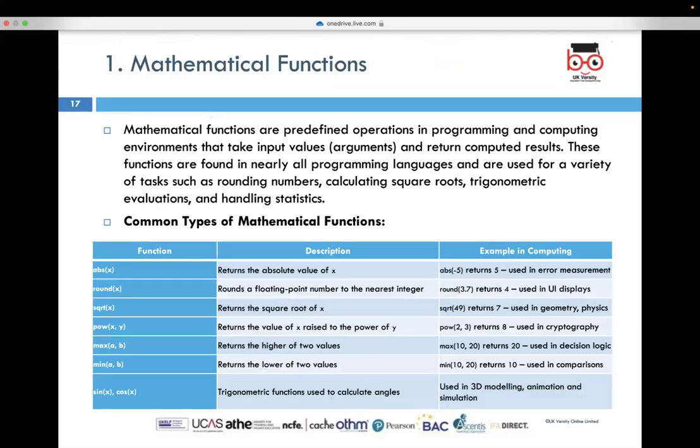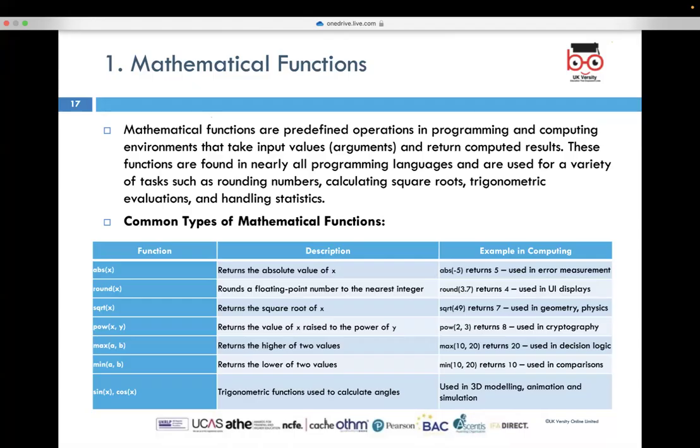Mathematical functions are predefined operations in programming and computing environments that take input values and return computed results. These input values are also known as arguments. These functions are found in nearly all programming languages and are used for a variety of tasks such as rounding numbers, calculating square roots, trigonometric evaluations, and handling statistics. Common types of mathematical functions.